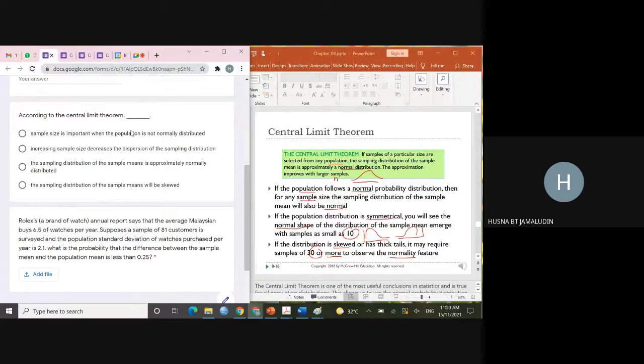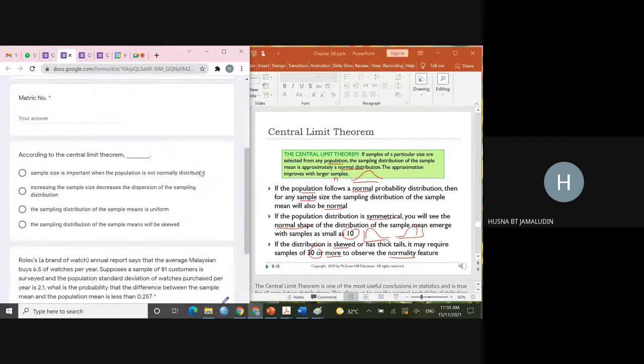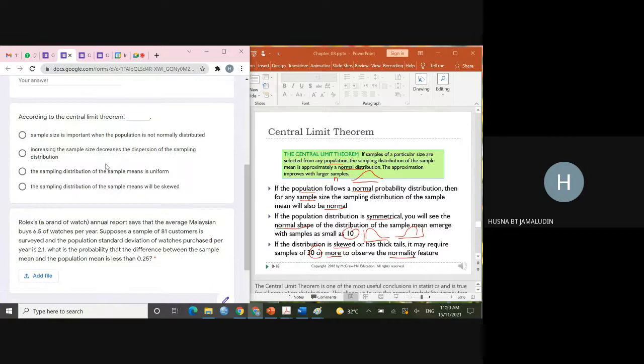Okay, next one. So let's just focus on the easy question first. Section 6, the same question. Which answer do you think is close to explain the central limit theorem? The sample size is important when the population is not normally distributed. Increasing the sample size decreases the dispersions of the sampling distribution. Sampling distribution of the sample mean is uniform. Or sampling distribution of the sample mean will be skewed.